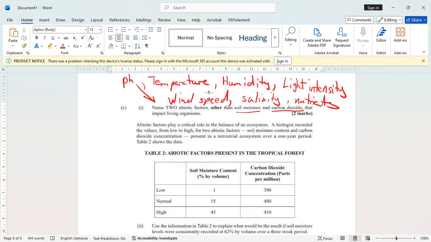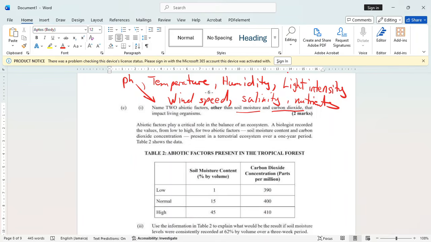So those are some of the factors, and we say abiotic factors are non-living factors that impact on the living organisms. So abiotic factors play a critical role in the balance of an ecosystem. A biologist recorded the values from low to high for 2 abiotic factors: soil moisture content and carbon dioxide concentration, present in a terrestrial ecosystem over a 1-year period. So soil moisture content percentage by volume.